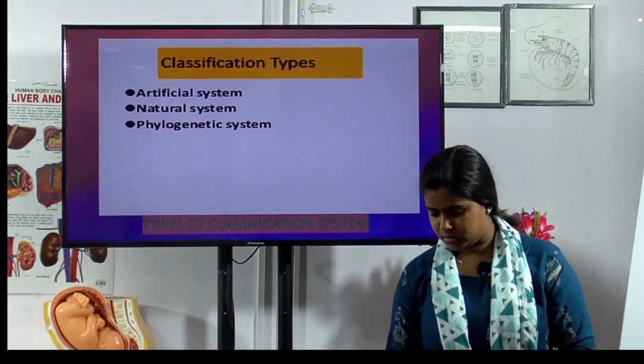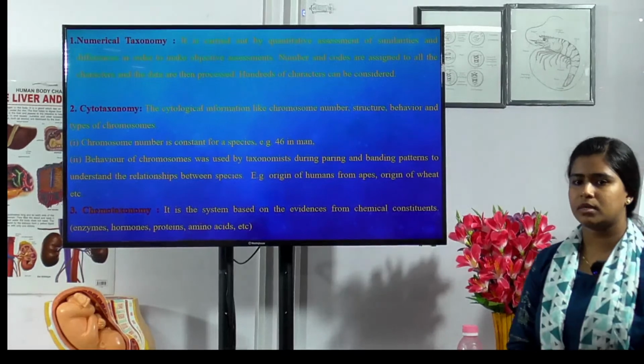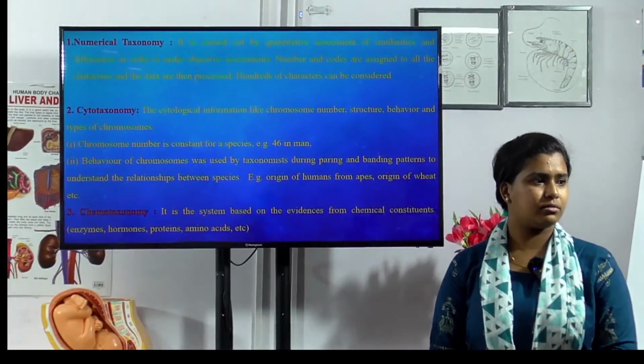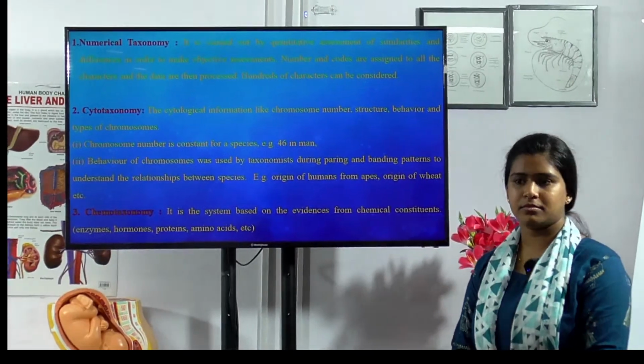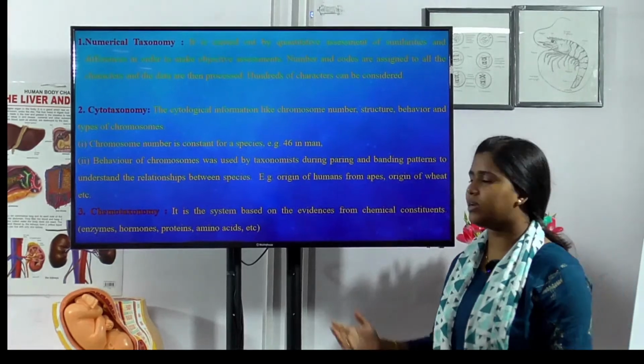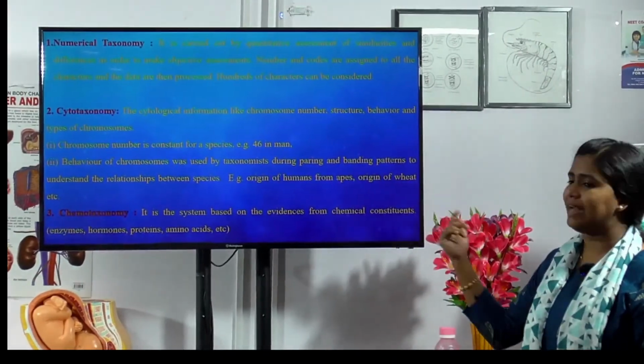Okay, now let us see about taxonomy. What is taxonomy? Yes, identification and classification. This identification is of three types: numerical, cytotaxonomy and chemotaxonomy.